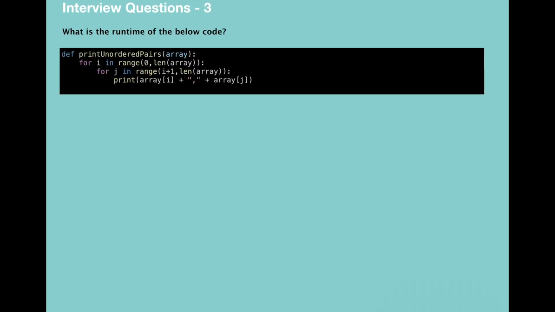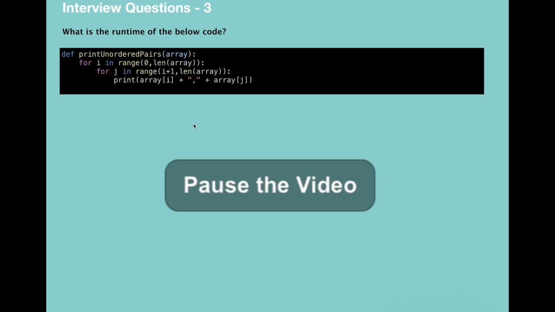Question number 3. Here again we need to find the runtime of this code. This is very similar code to the previous example, but here the inner loop starts from i plus 1. And then again we print the pairs from here. And once again I want you to pause the video and think if you can come up with your own answer.